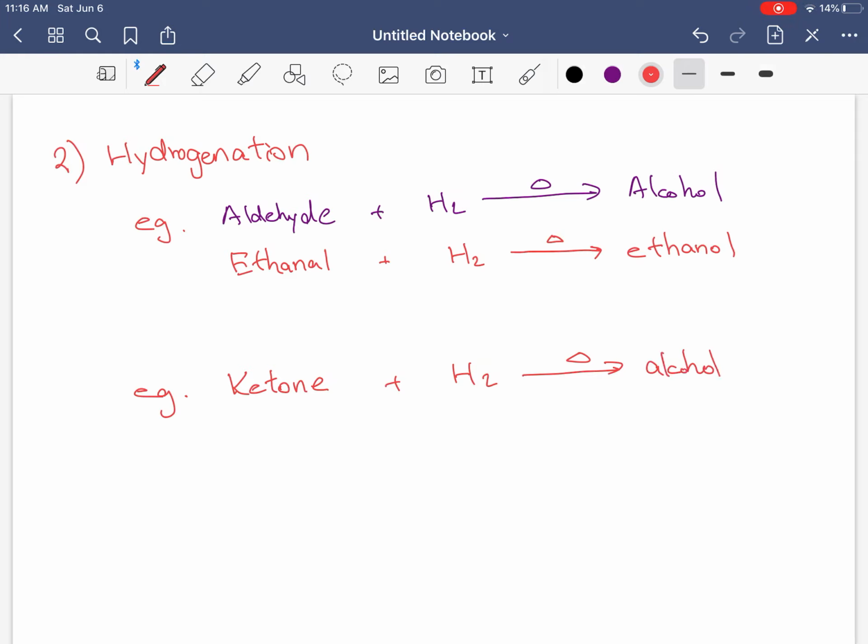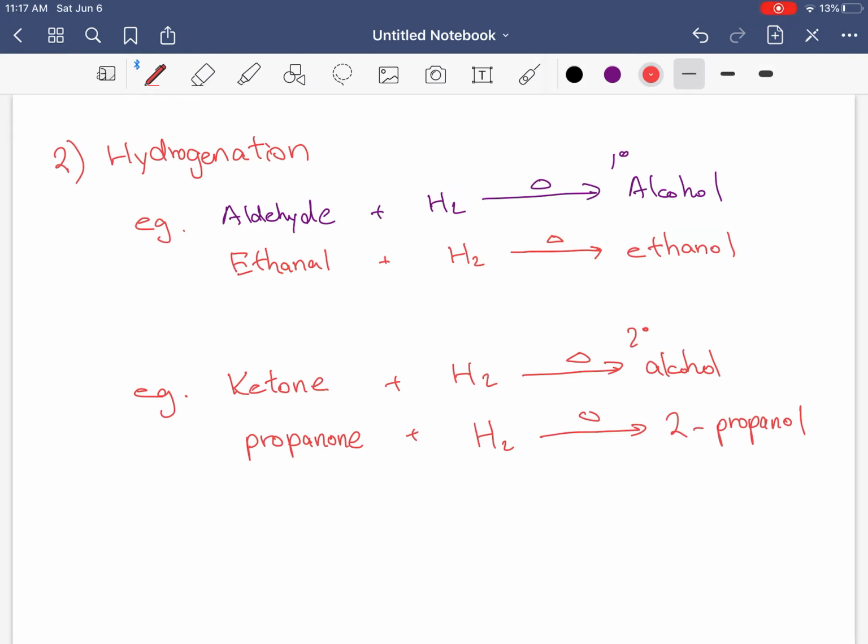Now, just to be precise, the alcohol that you're getting from an aldehyde is going to be a primary alcohol. The alcohol that you're getting from a ketone is going to be a secondary alcohol. So we have propanone reacting with hydrogen gas will give you 2-propanol.